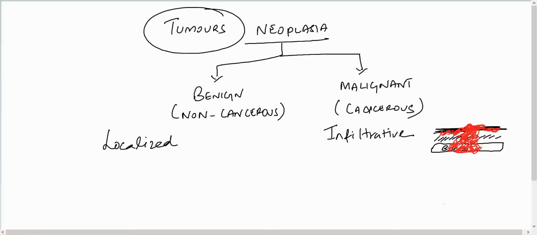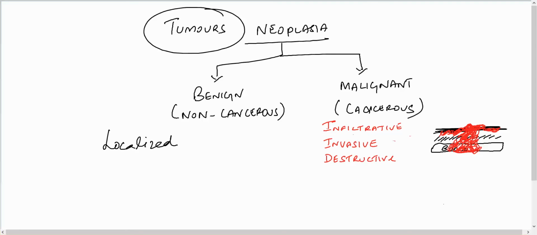So the malignant tumors are infiltrative tumors, and they are invasive tumors, because they invade the surrounding structure, and they are destructive, they destroy the surrounding structure.